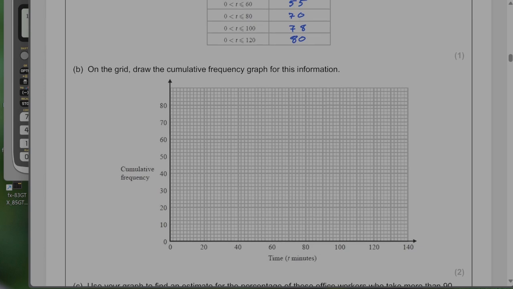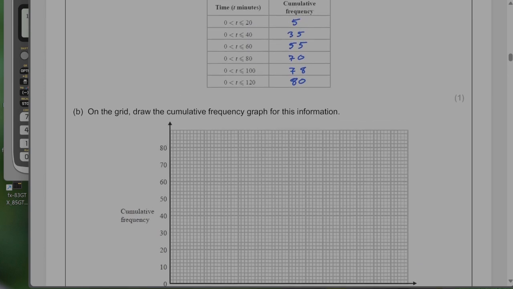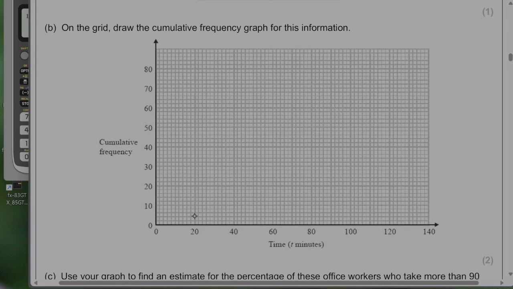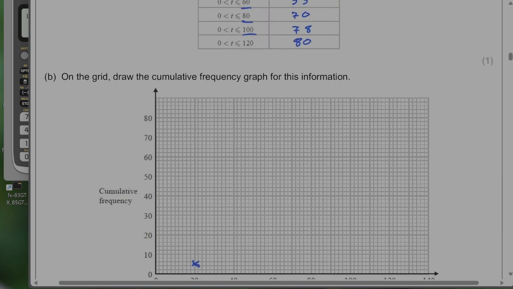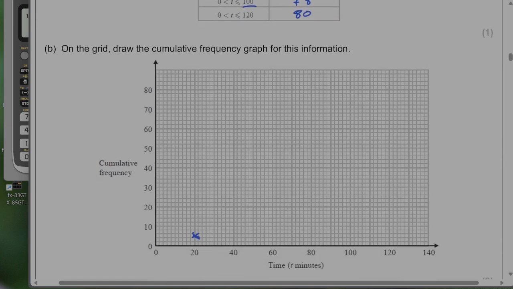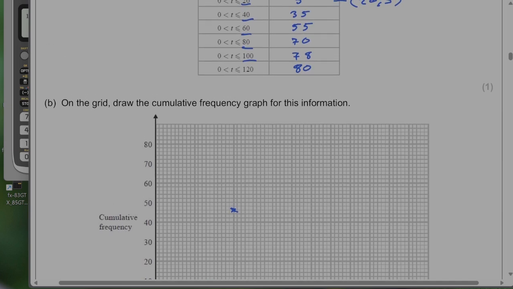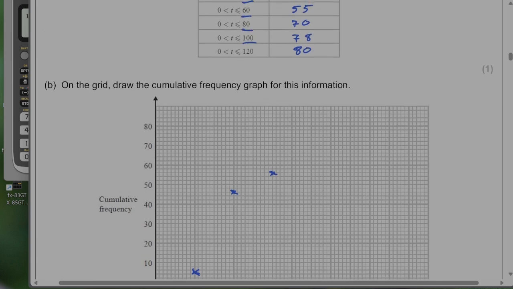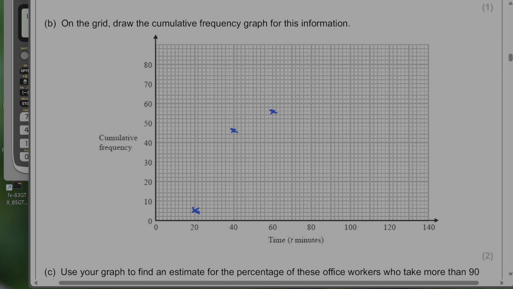On the grid, draw the cumulative frequency graph of this information. So we plot these at the maximum point. Right, so this is going to be the point 20 and 5, there. My next point then is going to be 40, 35. My next point is going to be 60, 55. I've then got 80 and 70.